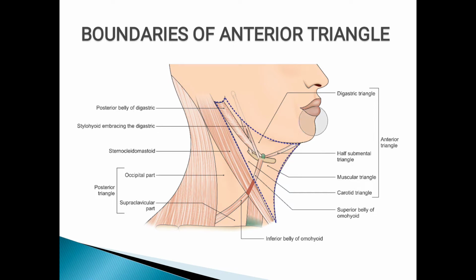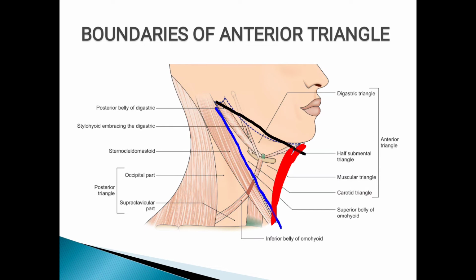Sorry, wait a minute. Make a new diagram. So this triangle which I have made here is the anterior triangle. Medially we have the midline, then laterally we have the anterior border of sternocleidomastoid, and superiorly the base is formed by the base of mandible and a line drawn from the angle of mandible to the mastoid process. So this is the boundary of the anterior triangle.